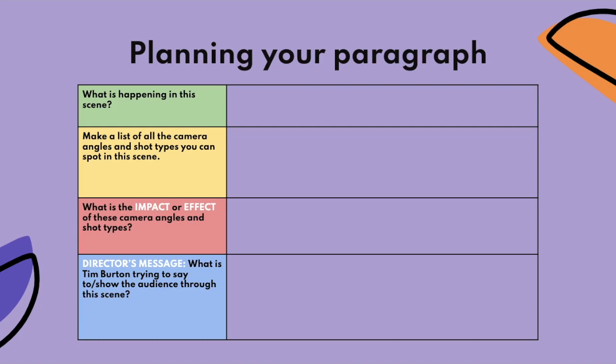So in the green column, what's actually happening in the scene that you're analysing? Just give a short description. In the yellow section, list all the different types of camera angles and shot types that you can spot while you're watching this scene. In the red, what is the impact or the effect of these camera angles and shot types? And last but not least, in the blue, what is Tim Burton trying to say to the audience or show the audience through this scene?